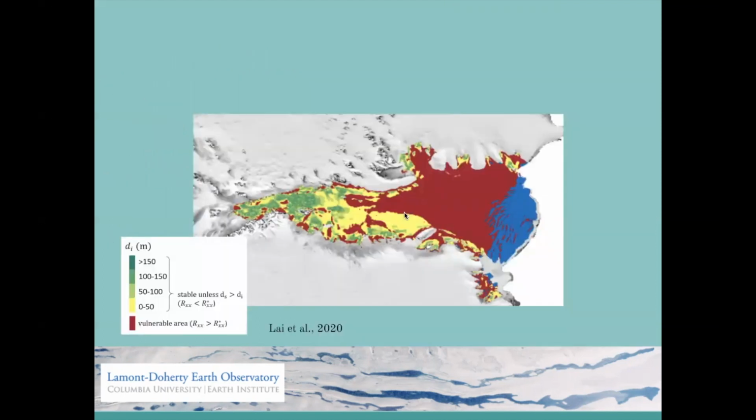We already have previous work, for example, the work of Yao Lai et al. in 2020, that used machine learning to investigate what areas of the Antarctic ice shelves are vulnerable to hydrofracturing. And so we can see in red areas that are expected to have crevasses that are in the correct stresses to allow for hydrofracturing.